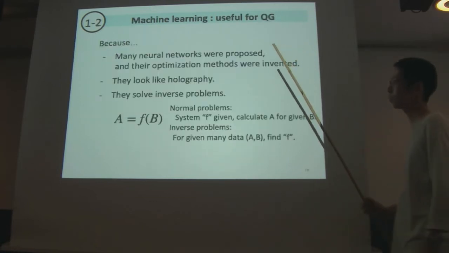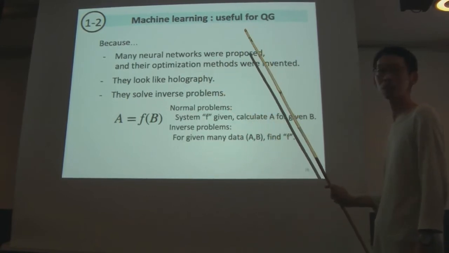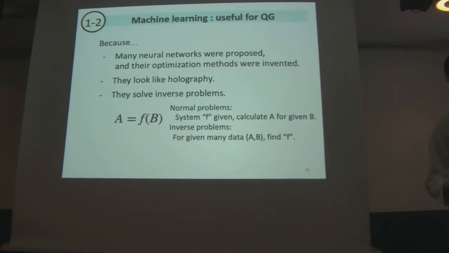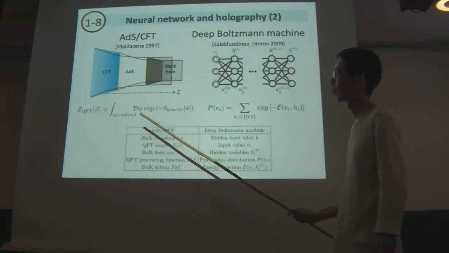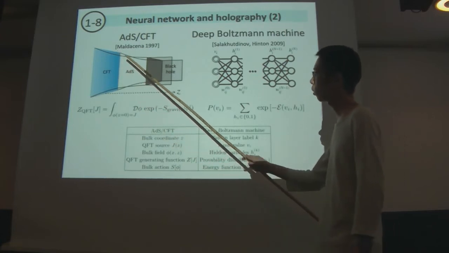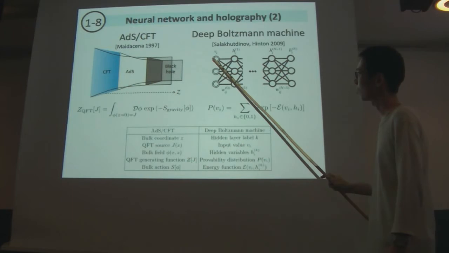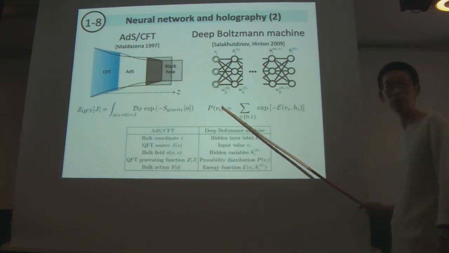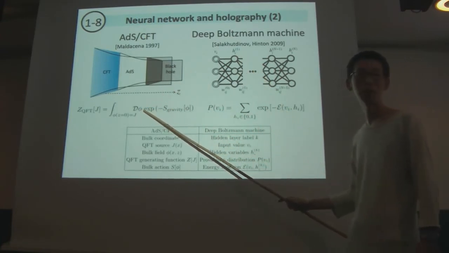So far I've explained, so this is the previous slide. There are three reasons, and they look alike. Just to clarify your point, the main point from the previous slide: the idea would be that you feed some configuration of sources, and then in the end, this is going to give the value of the bulk field at the horizon? Yeah. So for this correspondence, this source J is the input value for these visible units, V_i. And then H_i corresponds to this bulk field phi.